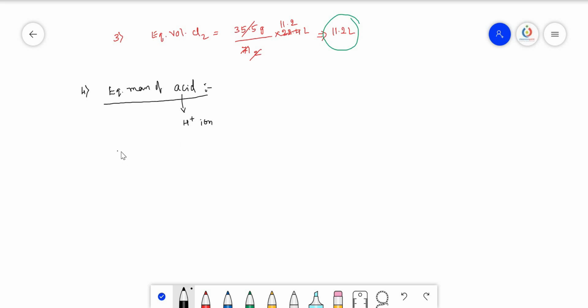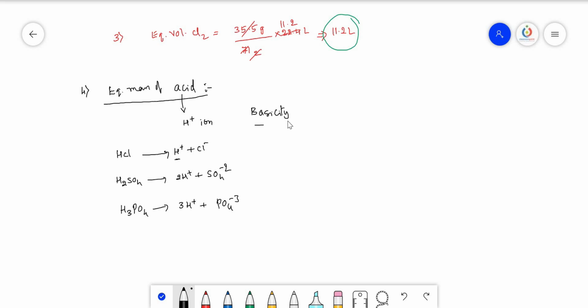There are different types of acids. For example, if you take HCl, it releases one H plus ion, and if you take H2SO4, it releases 2 H plus ions and SO4 minus 2. And if you take H3PO4, it is able to release 3 H plus ions and PO4 minus 3. The number of H plus ions released by an acid is called its basicity.